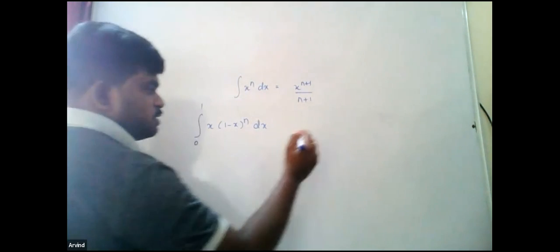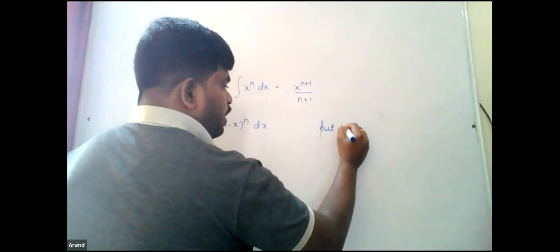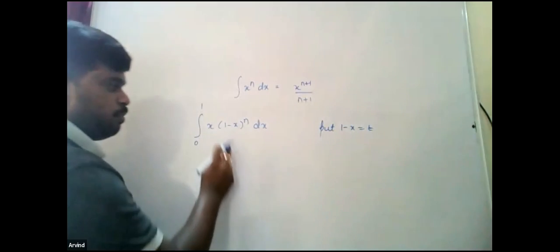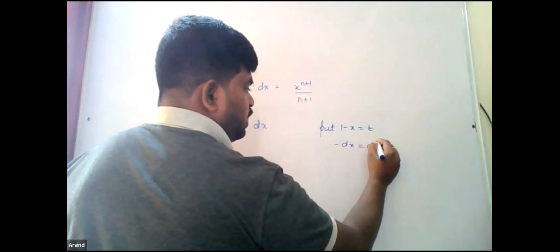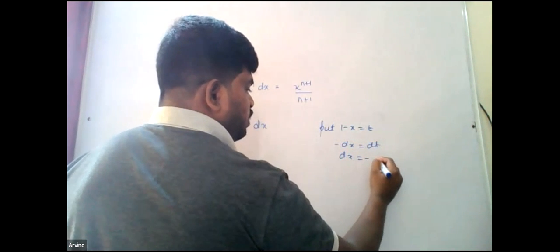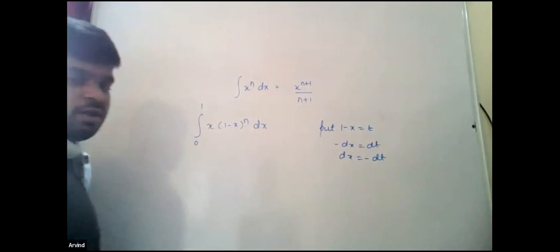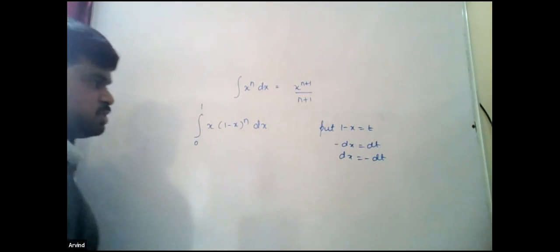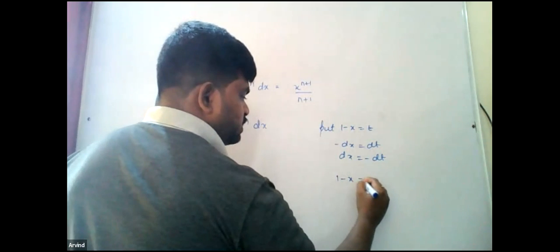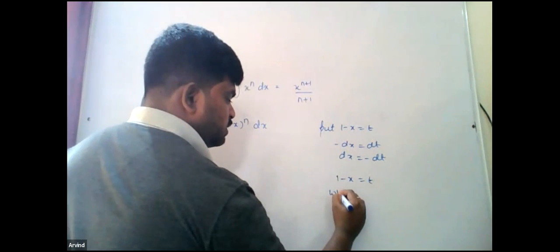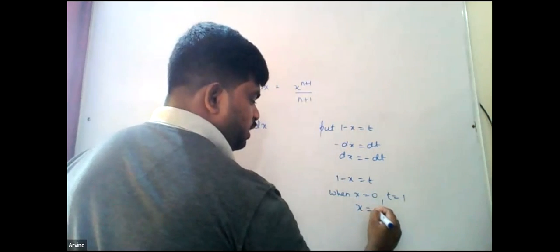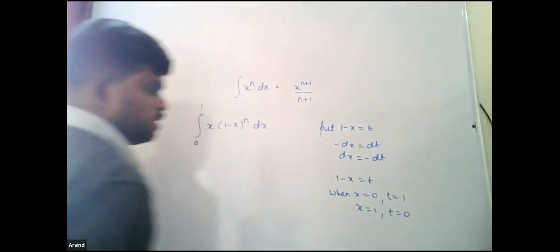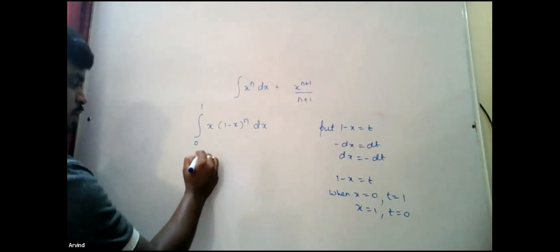So what I'll do is put 1 minus x is equal to t. I'll put 1 minus x as t. Differentiate it. So minus dx is equal to dt, which implies dx is equal to minus dt. So if you are giving substitution, the limits will also change. 1 minus x is equal to t is the substitution, right? When x is equal to 0, t will become 1. And when x is 1, t will become 0. So it will become 1 to 0.